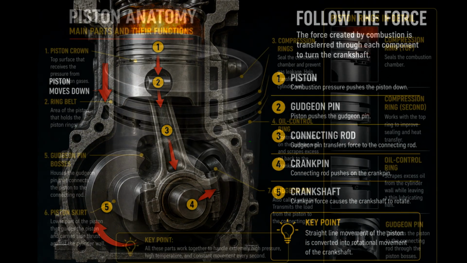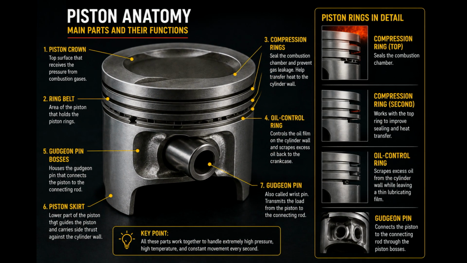But what exactly is happening to the piston? The piston is essentially a pressure-tight plunger moving inside the cylinder. During the combustion process, the piston crown receives the pressure from the burning gases. That force travels down the piston to the gudgeon pin bosses, through the gudgeon pin and into the connecting rod.